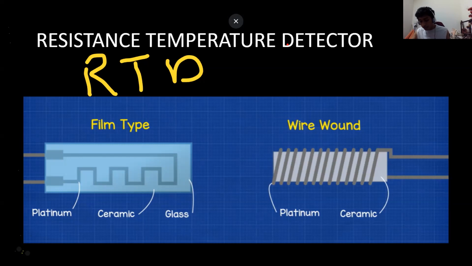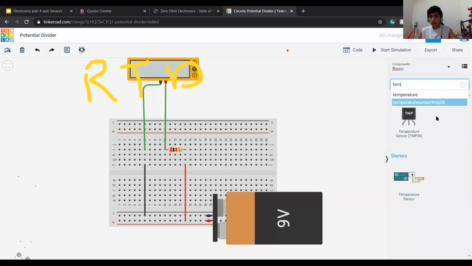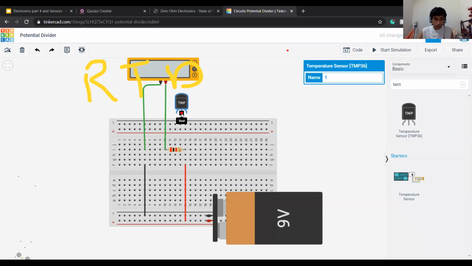So we're going to be using the same circuit as last time. We're going to be replacing this with a temperature sensor. They have a very different kind of temperature sensor. We can probably still use this, but I will have to see how to use it. Let's see if this will work. I don't know if this will work, to be honest.